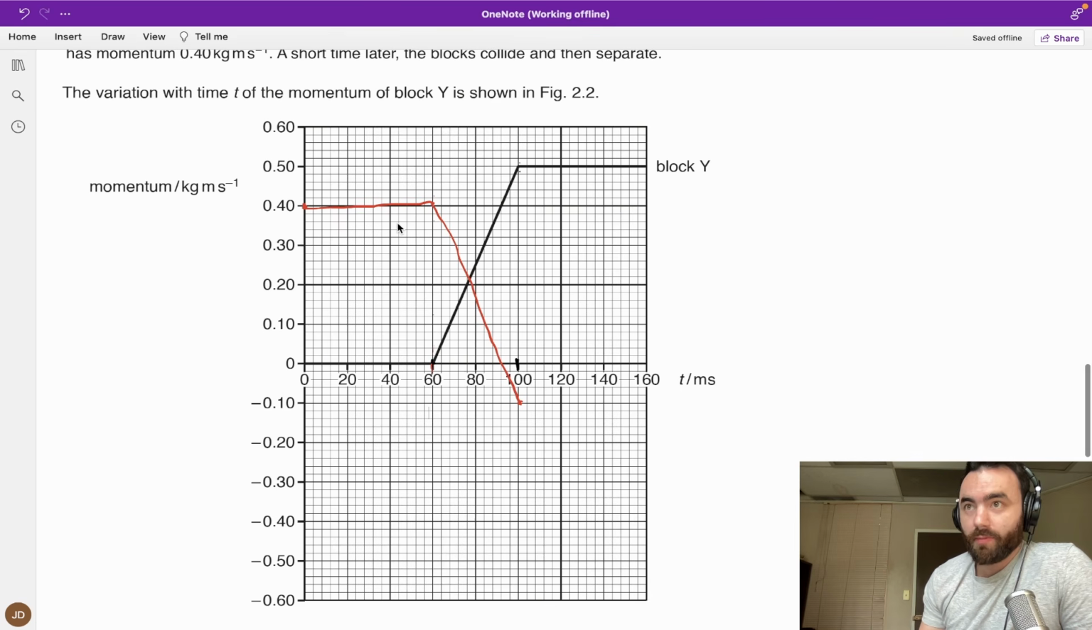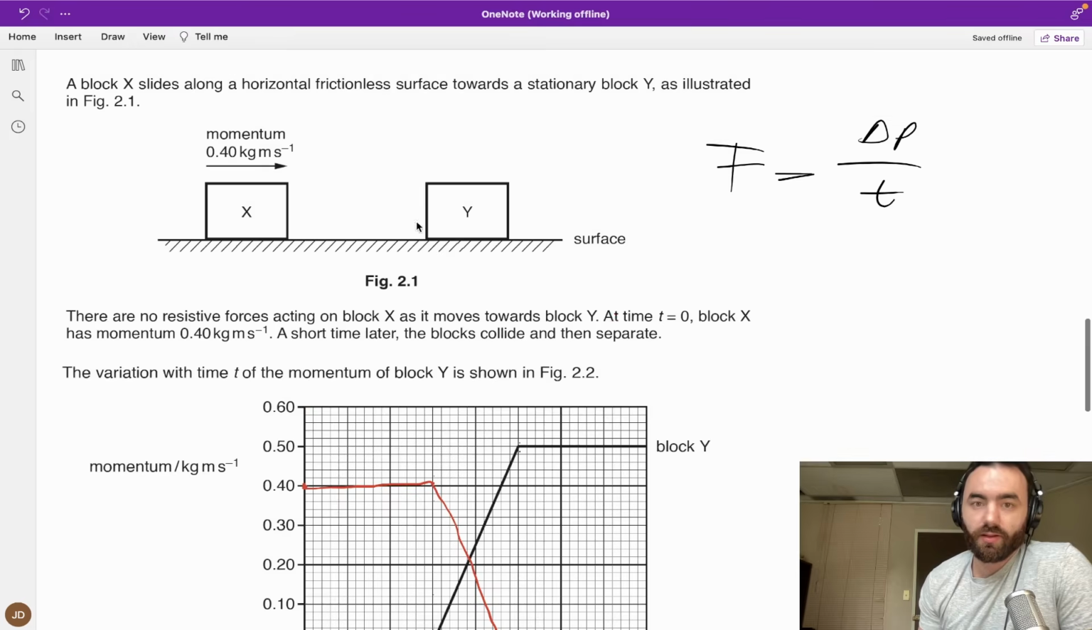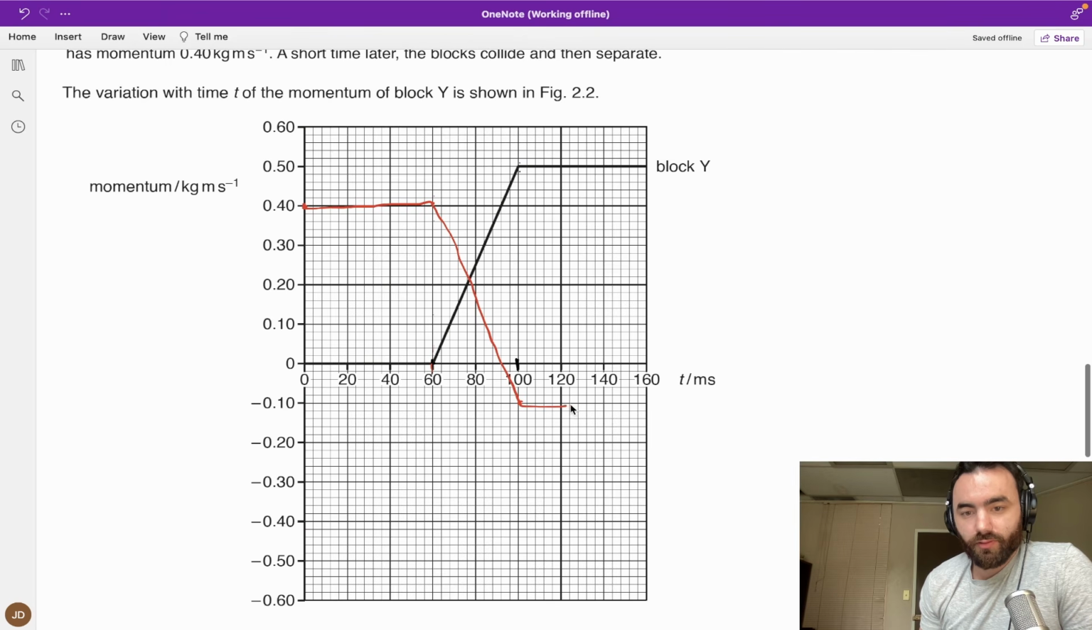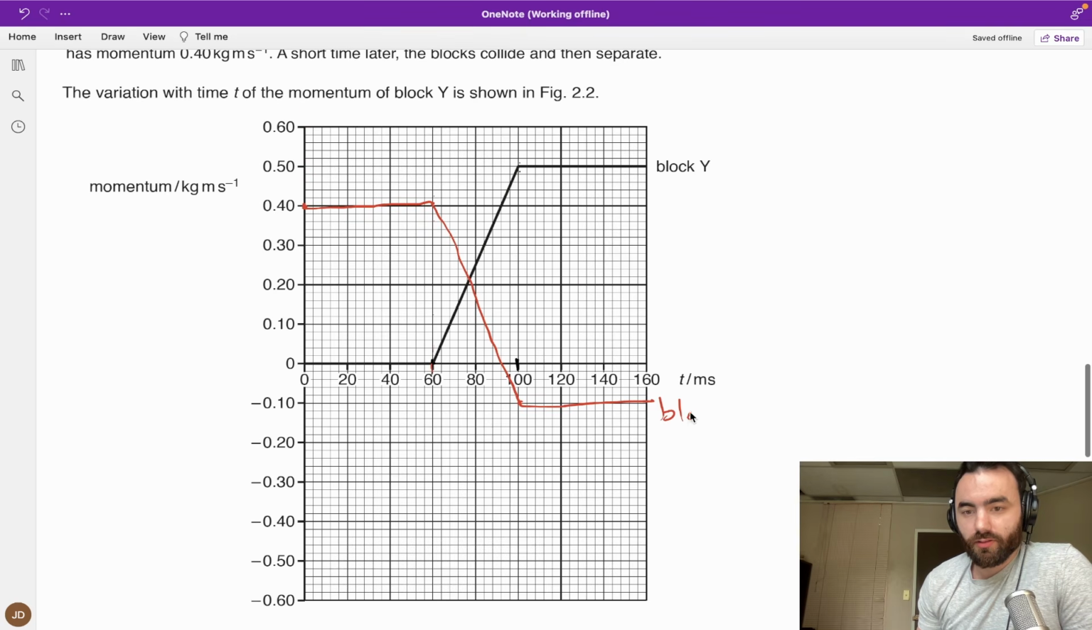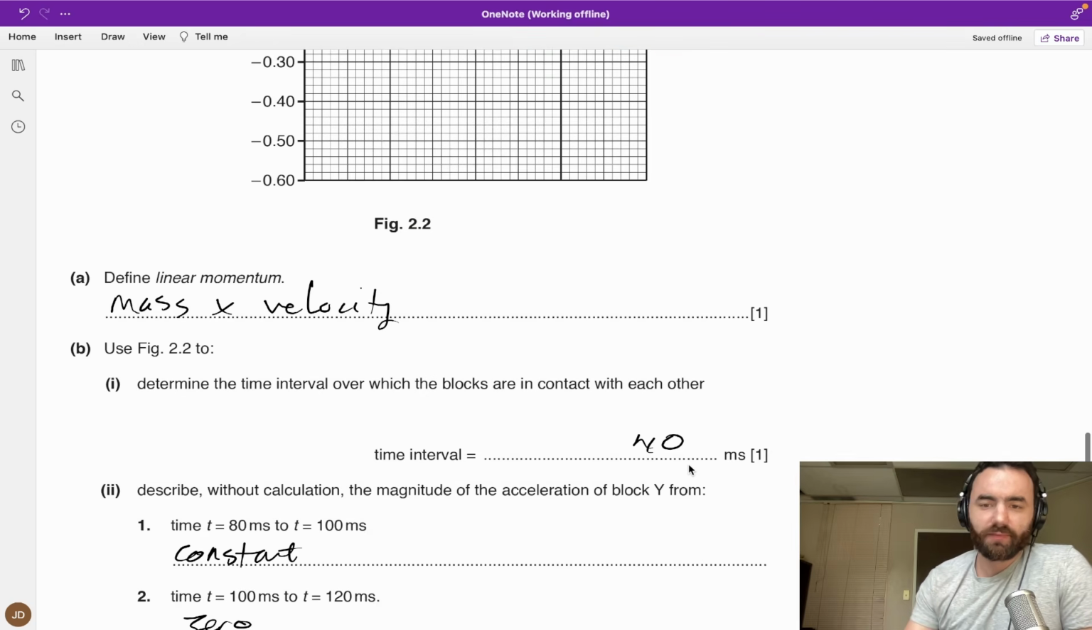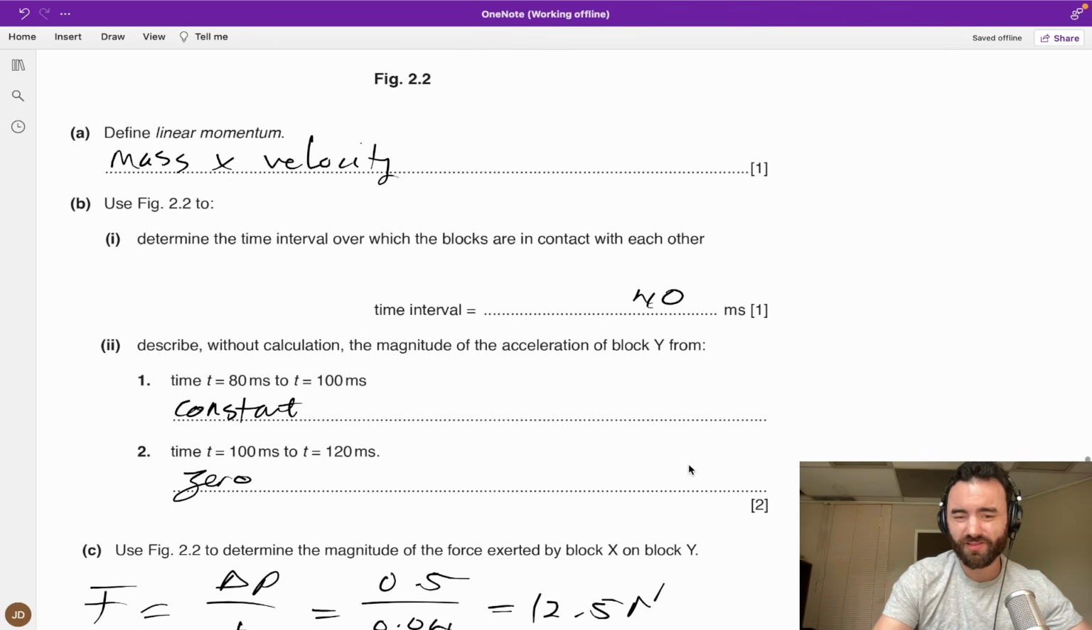Right? Because then minus 0.10 plus 0.5 is 0.4. So no momentum is being lost. Momentum is being conserved. And then it will stay constant for the remainder. So actually, at all points here, the total momentum of the system is 0.4. So I know it's going to go down to negative 0.1. And so that's block X. That's it. So that's two good examples.